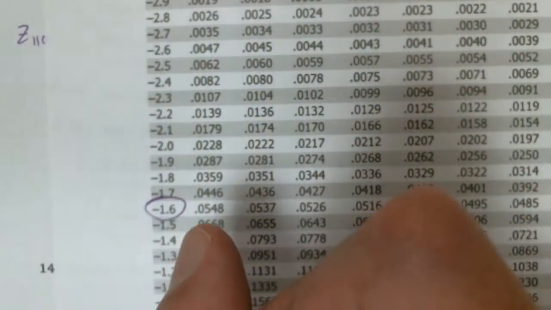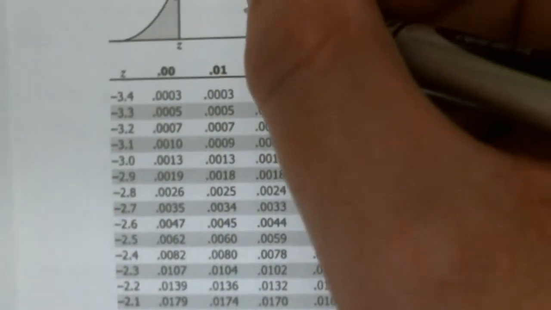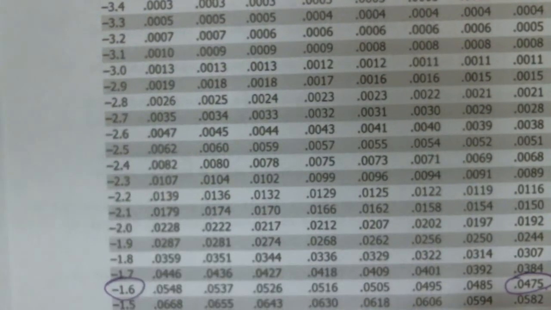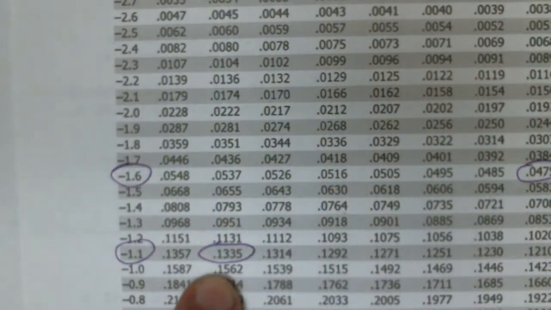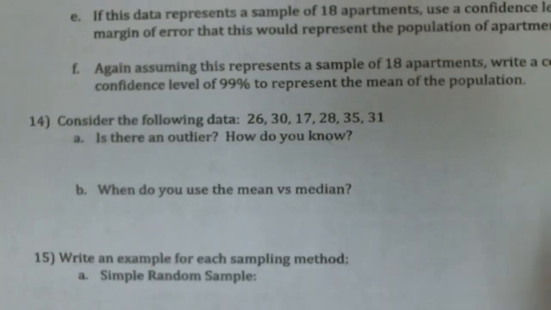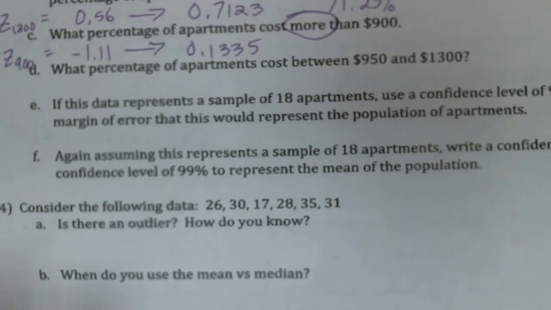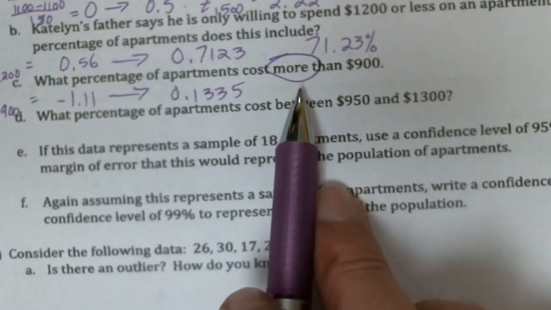There's negative 1.1. Here's the 0.1, so track this down. That's going to give me this guy right here, 0.1335. So 0.1335, that's about 13%. Okay, but now it says more.